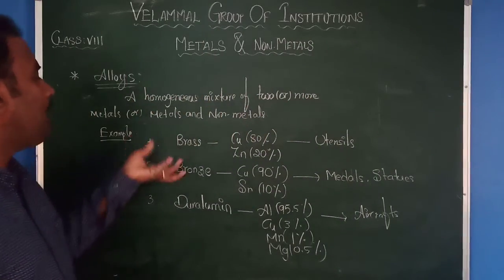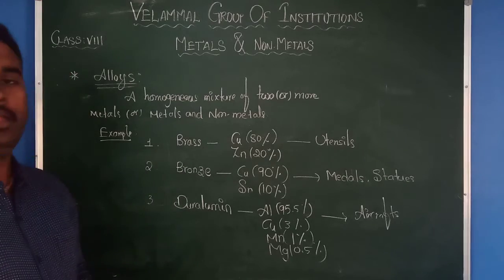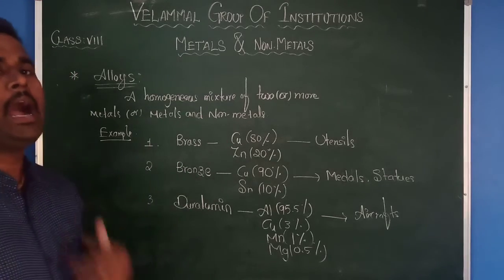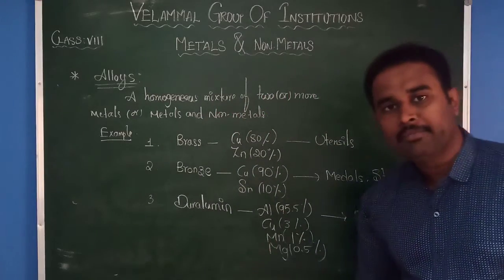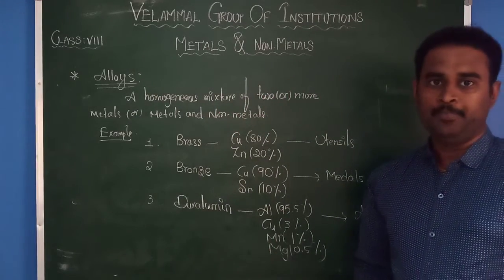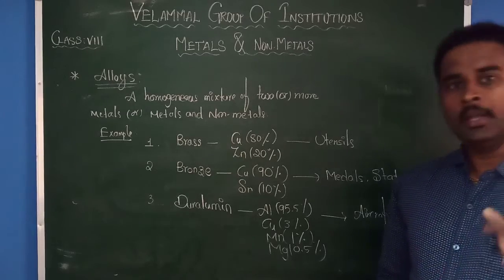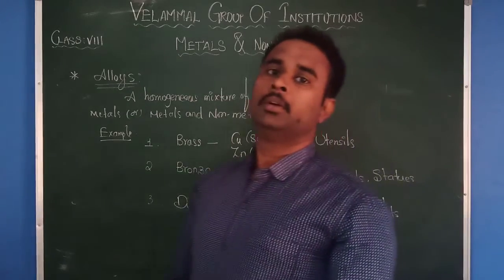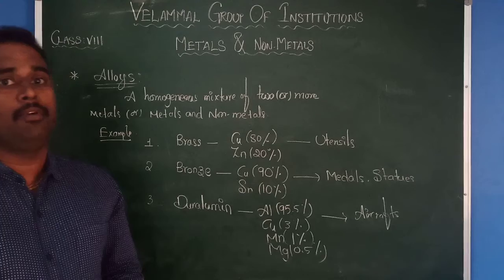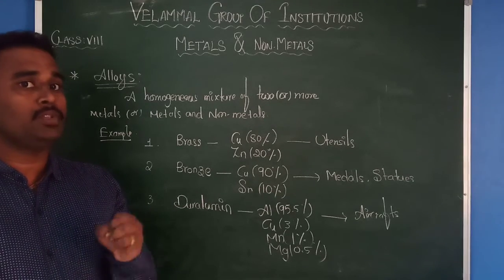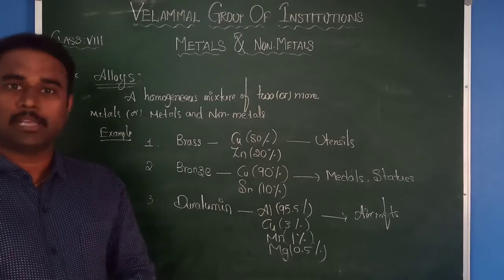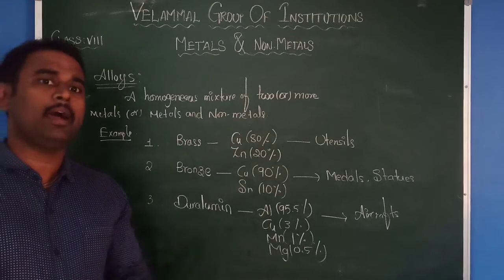Okay, this is about some of the examples of alloys. Like this we have different types of alloys, like bell metal, gunmetal, German silver. German silver is one of the best ones which we use for utensils also. Like this we have different ones.